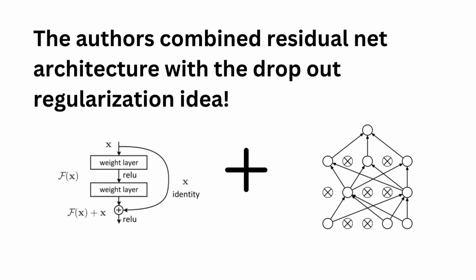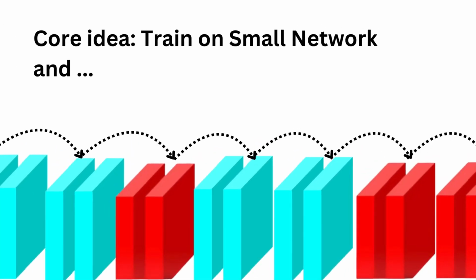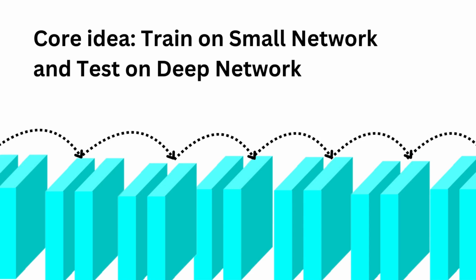The authors then decided to take these two ideas and combine them to create stochastic depth. They kept the simplicity of the residual neural network architecture with the regularization idea of dropout. This is how they came up with this core idea of training on small networks and testing on deep networks.